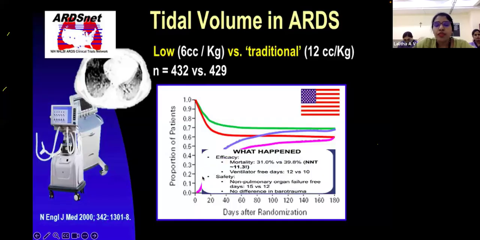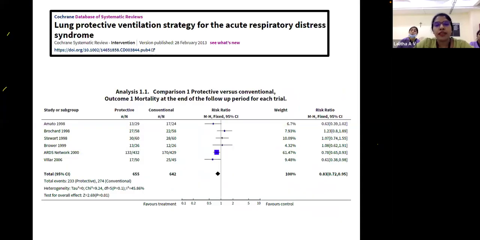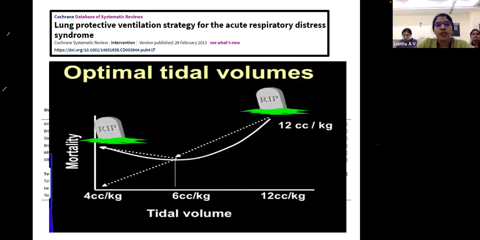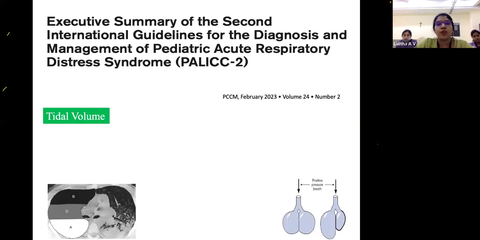As you can see, the patients who had a low tidal volume had a mortality of 31% versus nearly 40% with a high tidal volume. The low tidal volume group had more ventilator-free days. So definitely the low tidal volume was protective. And this is a systematic meta-analysis again, indicating that mortality at the end of the follow-up period of each trial revealed that the mortality benefit was very good when they ventilated with a low tidal volume. So from then onwards, we have been using low tidal volume as low as 6 ml per kilo, not less than 4 ml per kilo, as compared to 12 ml per kilo.